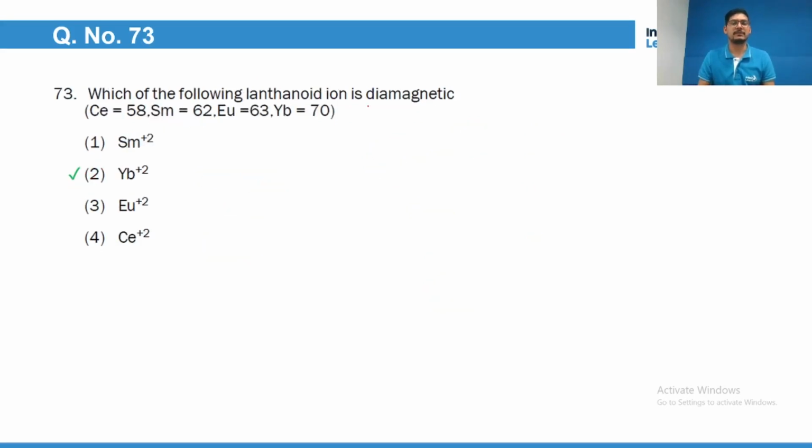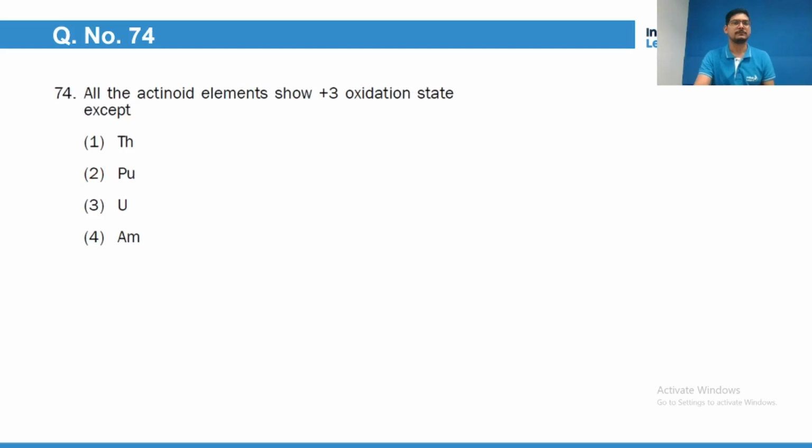Which of the following lanthanide ion is diamagnetic? Ytterbium. You can see the electronic configuration. It does not have any unpaired electron. All the actinoid elements show +3 oxidation state except thorium because it shows +4 oxidation state.